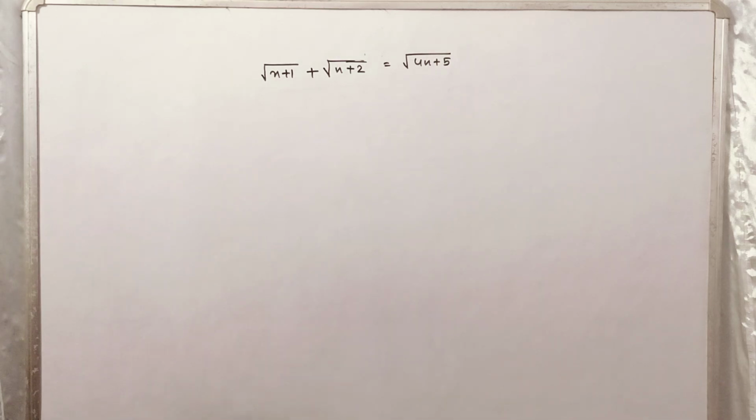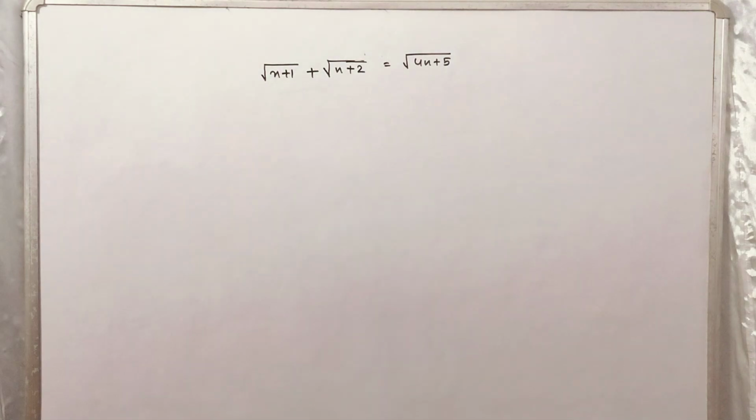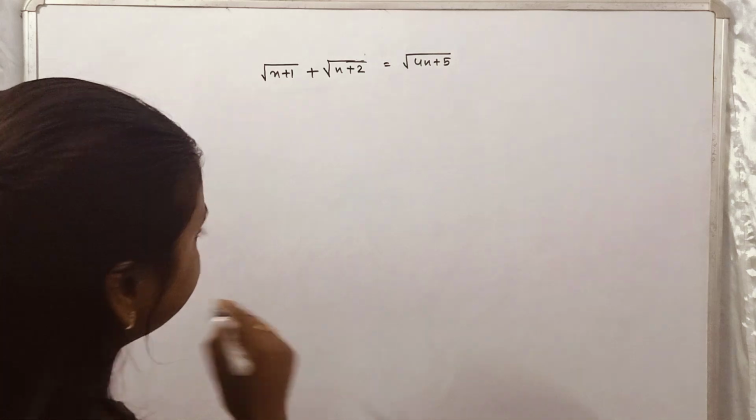So let's begin. We have root under x plus 1 plus root under x plus 2 is equal to root under 4x plus 5. So now we will solve this.